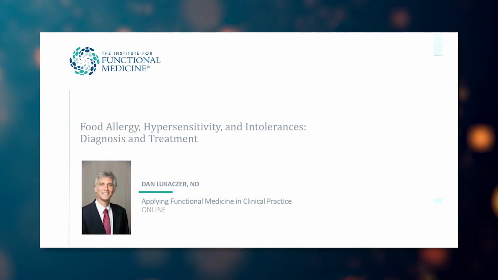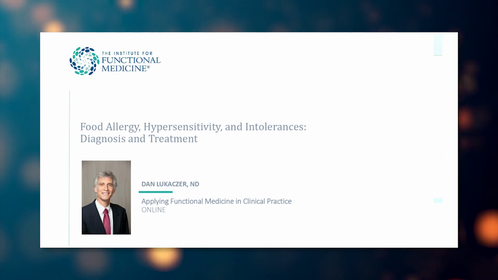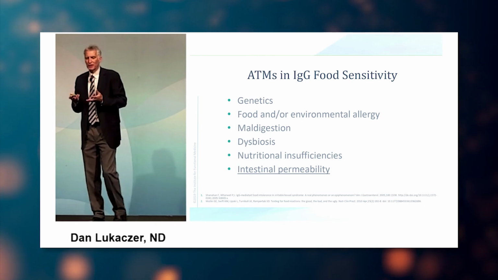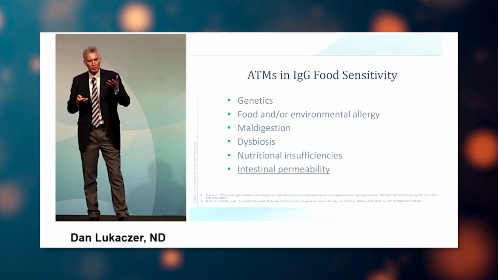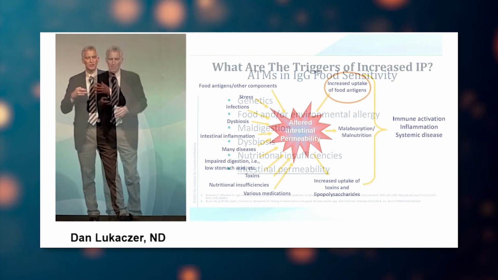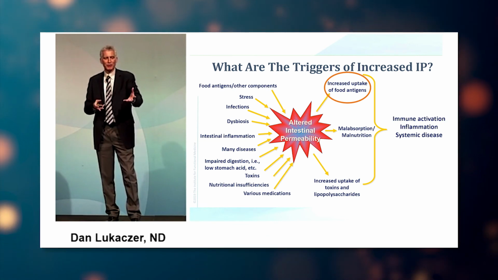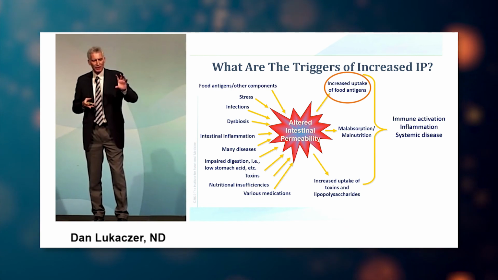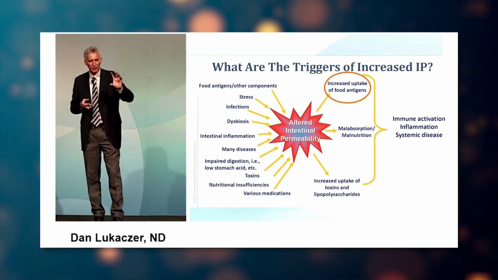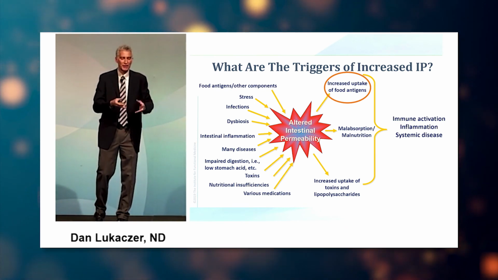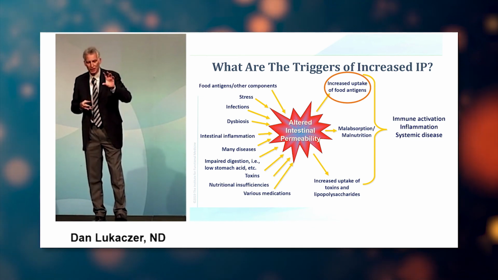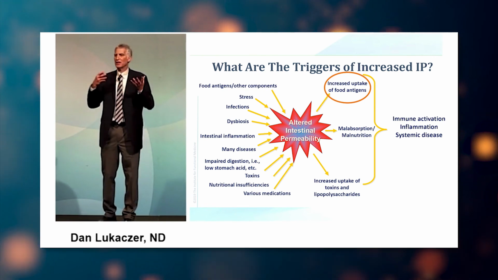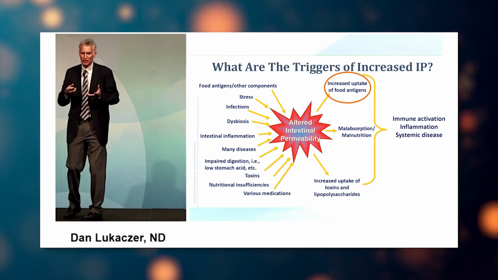So again, just like with IgE, we see that there are common antecedents, triggers, and mediators, with the underlying concept, again, to bring home, being intestinal permeability. So this is a slide we've shown before. What are the triggers of intestinal permeability? These triggers lead to this mediator of altered intestinal permeability. We're looking specifically here at this increased uptake of food antigens, and then immune activation, inflammation, systemic disease.